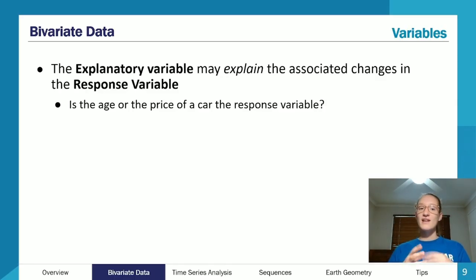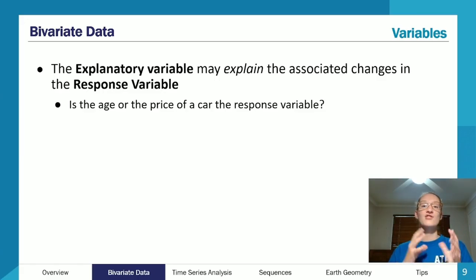So as an example, I'd like you to have a think about, if we were talking about the age and price of a car, which would be the response variable? It would be the price, because when we're thinking logically about this, the age of the car may explain the associated changes in the response variable. But because this is only observational data, we can only draw conclusions about association and correlation. We can't actually talk about causation.